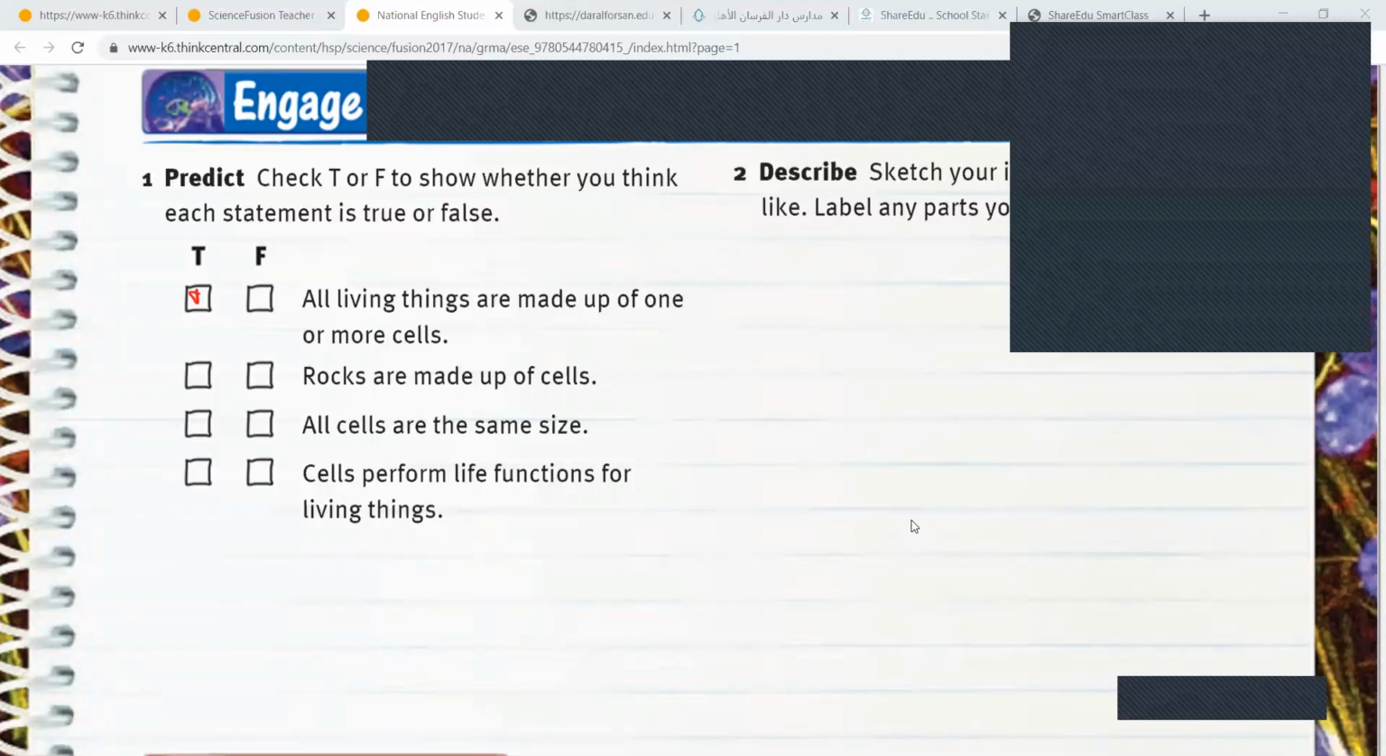Leen, can you read the third one? All cells are the same size. True or false? False. They cannot be the same size. You have single cell, you have multi-cell, you have animal cell, you have plant cell. And the last one, again for Wateen: cells perform life functions for living things. Very good.